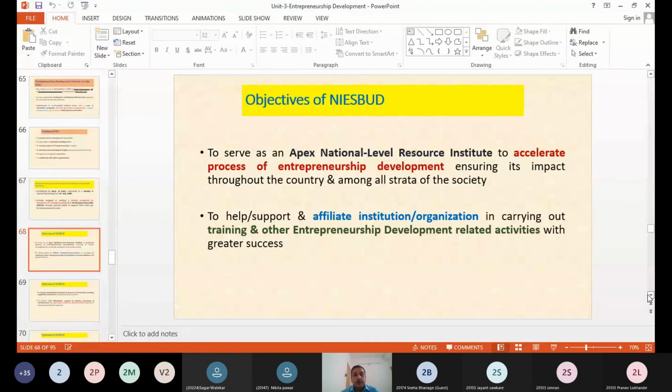Then the objective of NISBUD is to serve as apex national level resource institute to accelerate the process of entrepreneurship development, ensuring its impact throughout the country and among all the strata of the society, and to support the affiliate institutions or organizations in carrying out training and other entrepreneurship development related activities with greater success. So it helps other institutes also to carry out different training programs for entrepreneurial development.